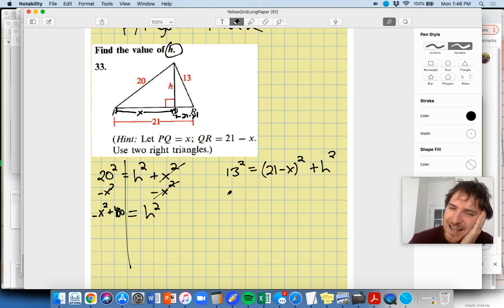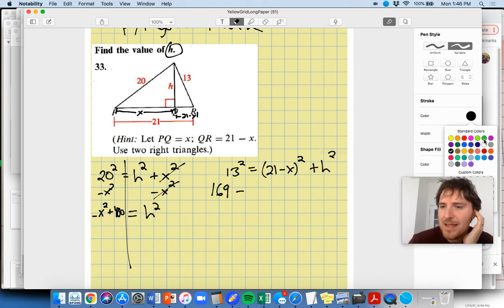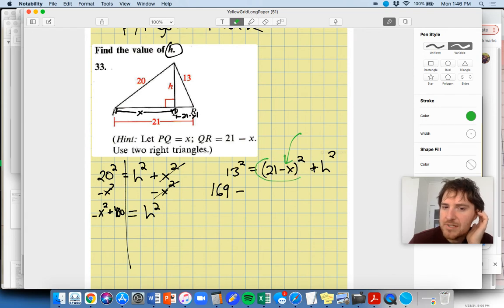What if I isolate x over here? Sorry, h squared over here. If I isolate h squared over here, let's do that. So I'll do 13 squared, and that's 169, minus, okay, here we have 21 minus x squared. I might just expand that because that's kind of confusing right here. I want to take away this from both sides, okay?